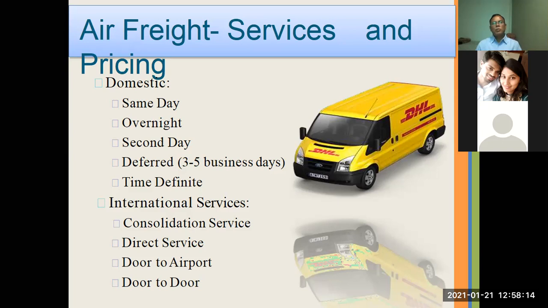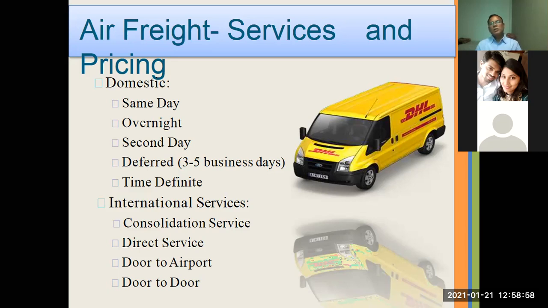Normally, what are the timelines for domestic and international services for the entire delivery or supply chain? In domestic, it is received the same day, sometimes overnight, sometimes the second day, depending upon the route and the number of flights. If it is deferred, it takes 3 to 5 days, and this time is defined in the case of domestic cargo. Similarly, for international services, consolidation service is available, direct service is available, door to airport service is available, door to door service is available, and these are managed by specialized cargo agencies like DHL and FedEx.